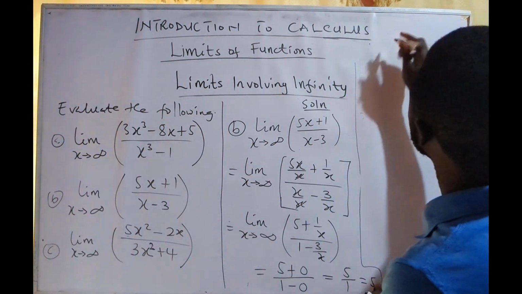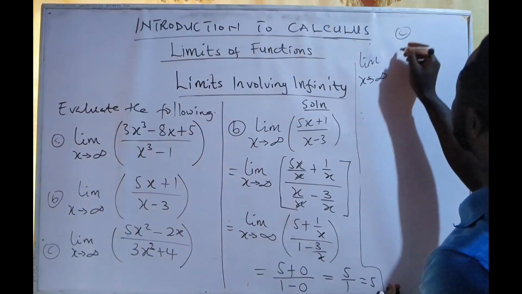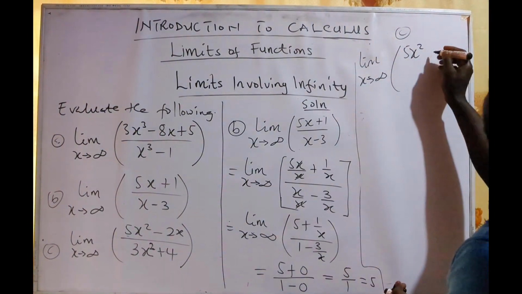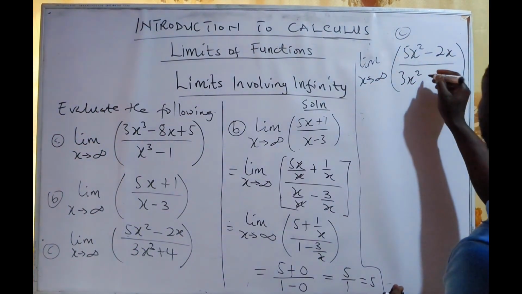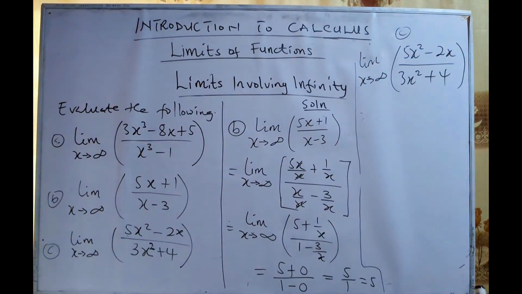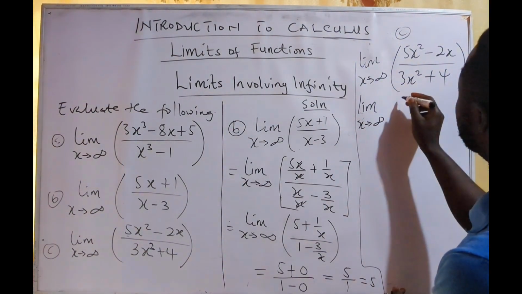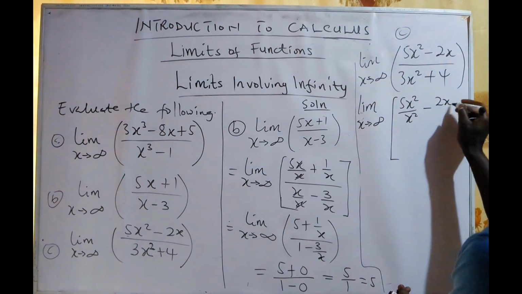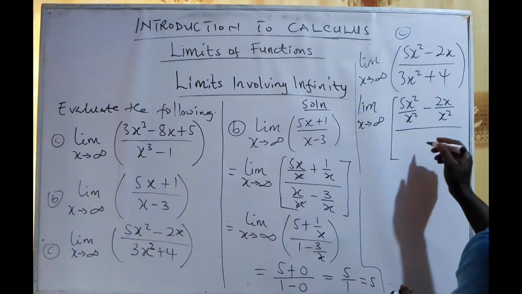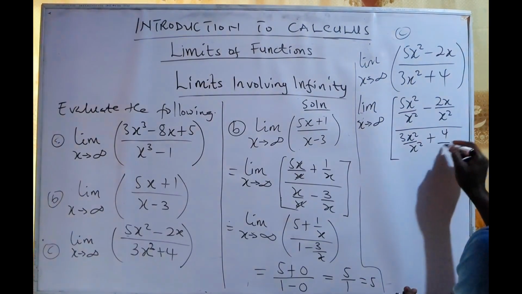Let's solve the last one. It said the C, the limit as x approaches infinity, we have what? 5s squared minus 2x, all divided by 3s squared plus 4. Okay, so we divide through by the highest power of x, which is what? S squared. Alright, so we are going to have the limit as s approaches infinity, 5s squared divided by s squared minus 2x divided by s squared, all divided by 3s squared divided by s squared, and then plus 4 over s squared.